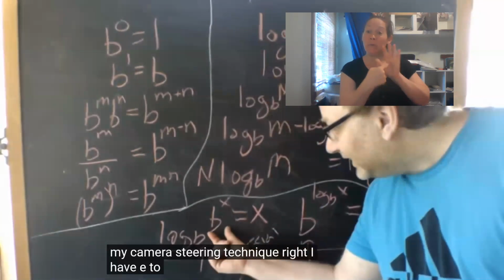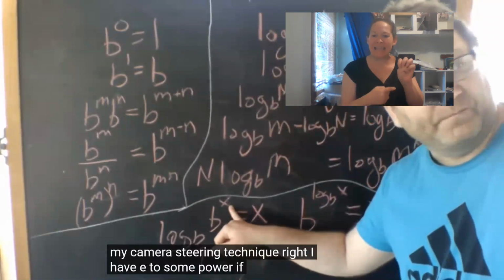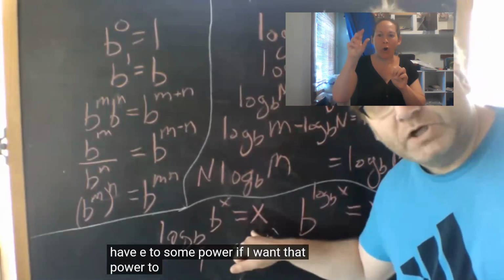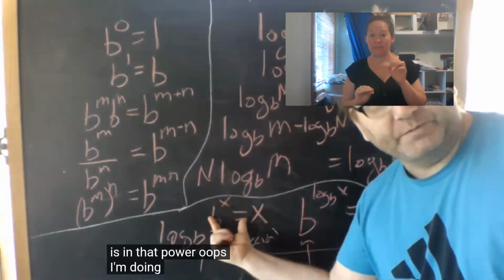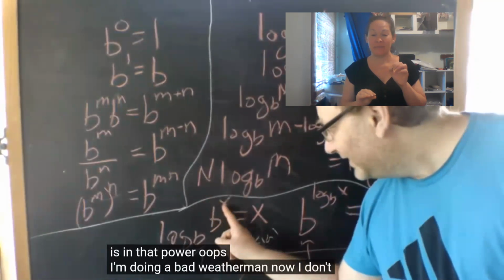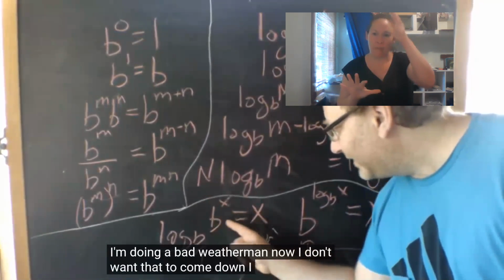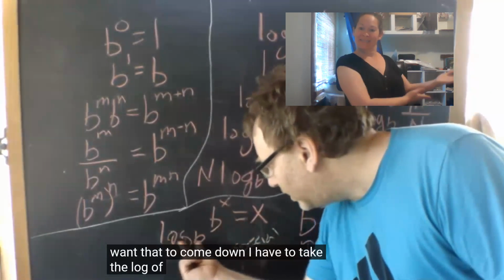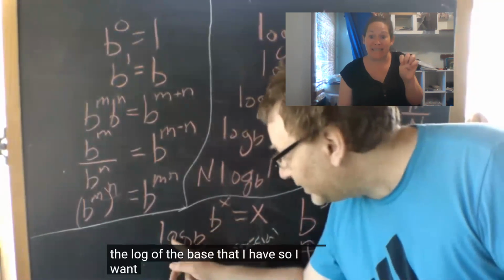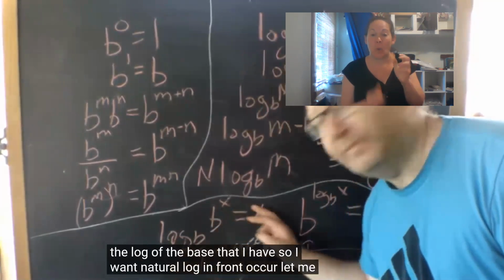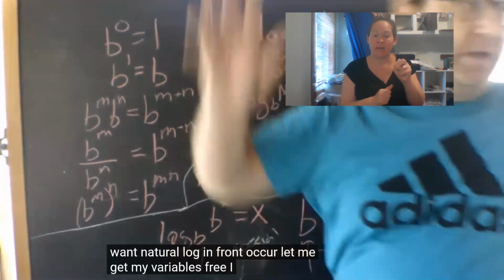I have e to some power. If I want that power to come down, because my variable is in that power, oops, I'm doing a bad weatherman now, right? If I want that to come down, I have to take the log of the base that I have. So I want natural log in front of here. It's going to let me get my variables free! Yay.